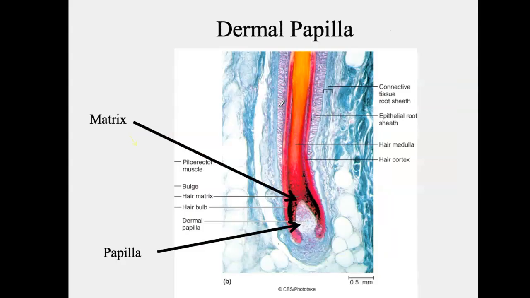This is labeled better for you. Here's the papilla, this opening here, and the rest above is the hair matrix. The hair bulb is the whole thing. And then there's the hair cortex. Every time we hear the word cortex, we mean the outside, like the rind. And then the core is the medulla. So medulla for the core, and cortex for the outer layer of cells.